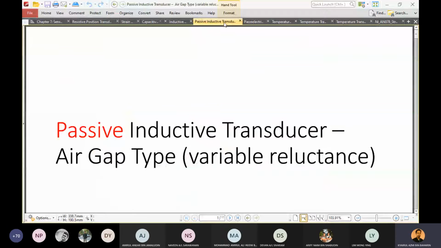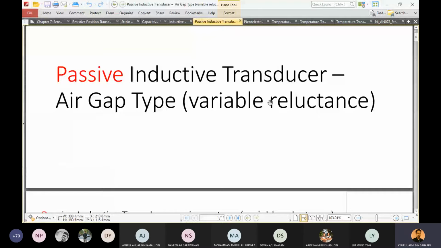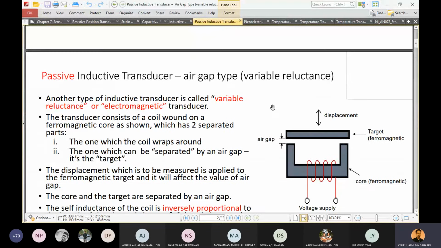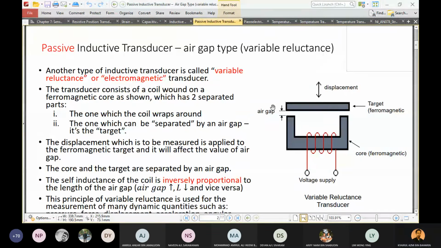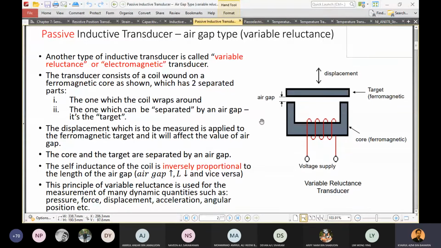Then let's look at the passive elements. Here there are a few examples. Number one is variable reluctance, and we have an air gap type. Basically, we have a coil and a voltage supply wrapped around a ferromagnetic core, and then we have a target here. The target is going to move either up or down, and when it moves, the air gap between these two points is going to increase or decrease accordingly.